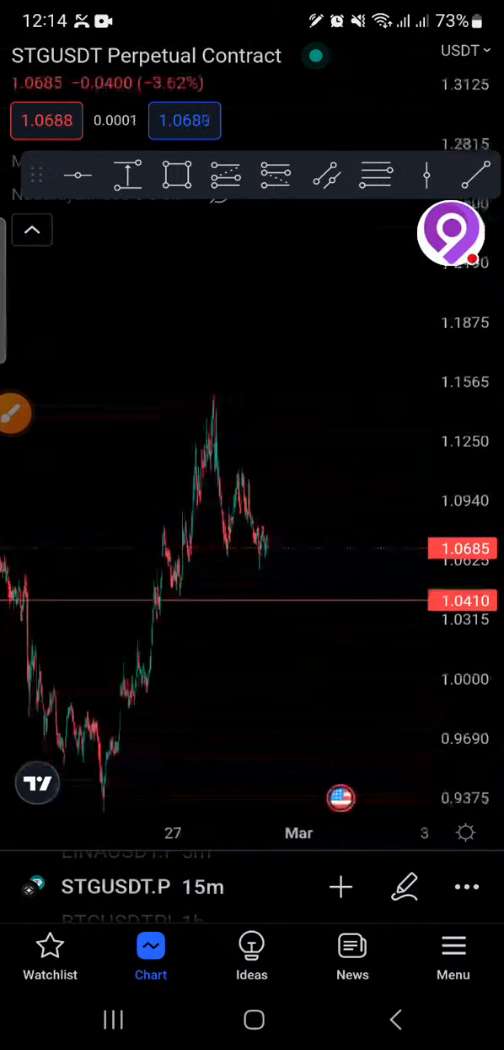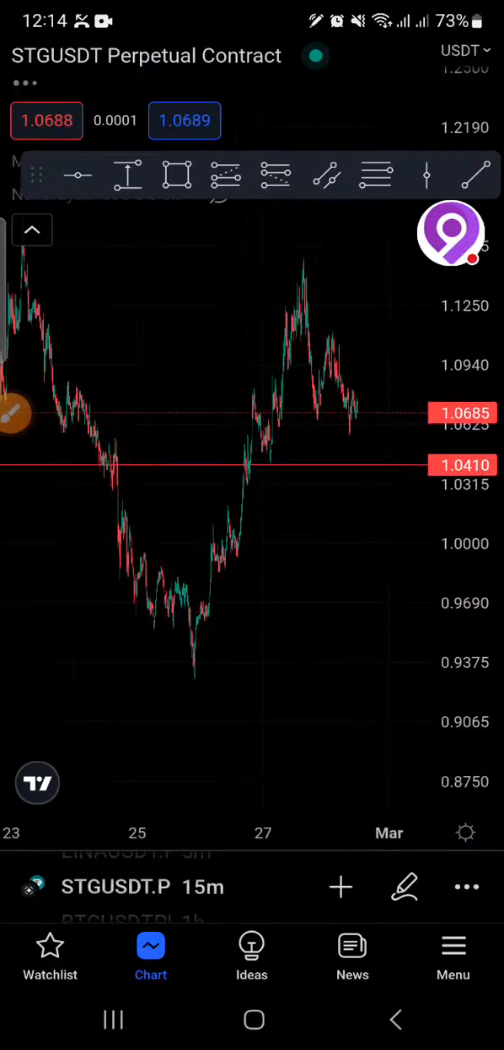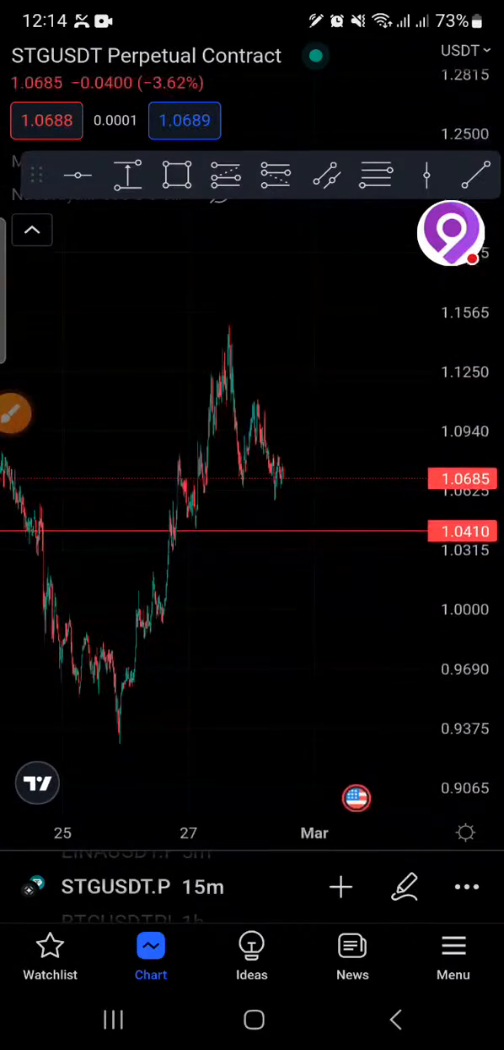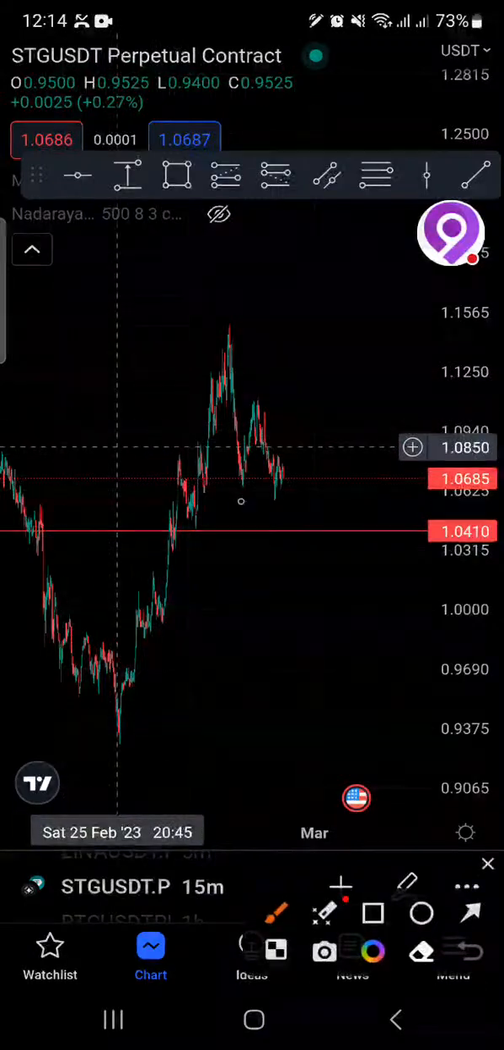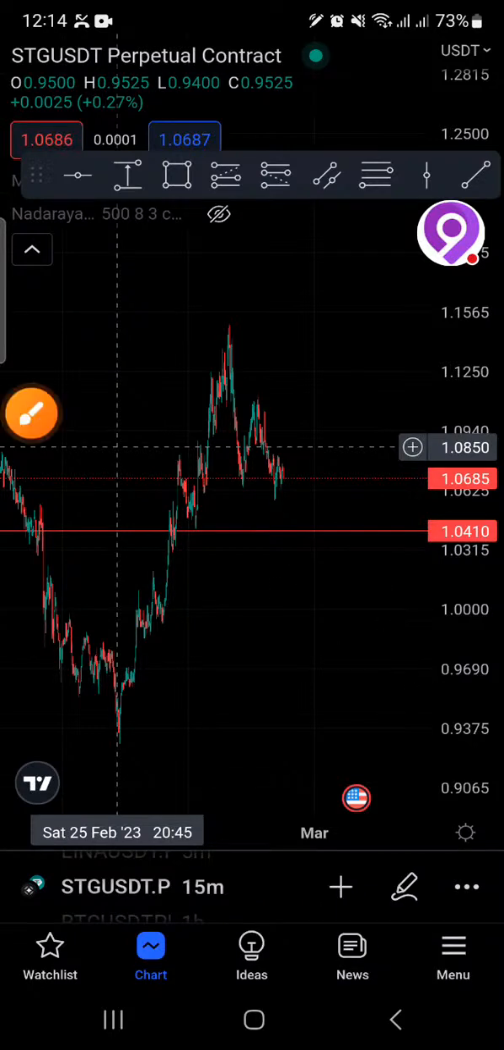But this is what I'm going to tell you. If you have to trade, it's better you trade the short position for this. Pull back, downtrend, pull back, downtrend. Yeah, this is better. Okay. Then we have ANKR.